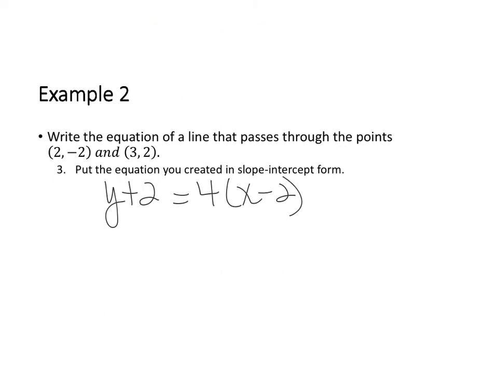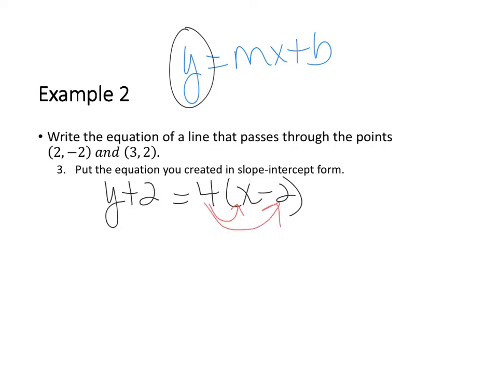Now I'm going to take my equation that I got in point-slope form and put it in slope-intercept form. Slope-intercept form, if you'll remember, is y equals mx plus b. So basically, I need my y by itself. So first of all, I'm going to use my order of operations to simplify this and get y by itself. So the first thing I'm going to do is get rid of my parentheses.